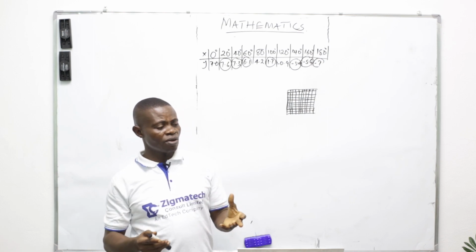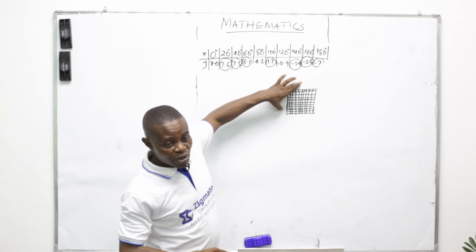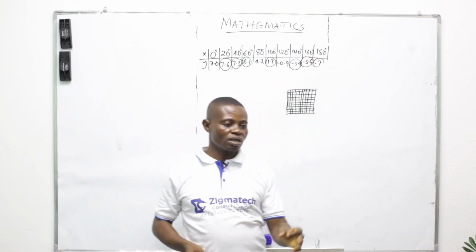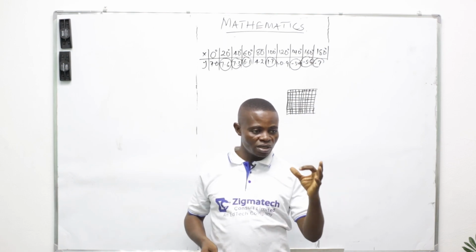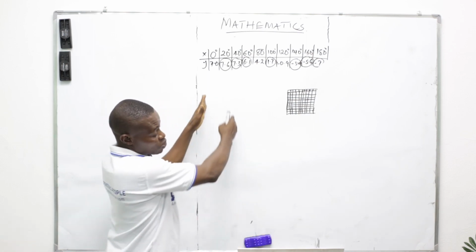Okay, still hold out your graph. This particular big square you are seeing is called what? 2 centimeter. Can you see it? That's using a scale of 2 cm to 20 degree. Now, I'm going to use the whiteboard.